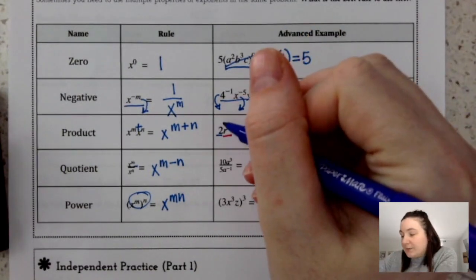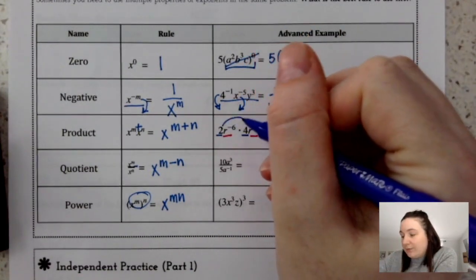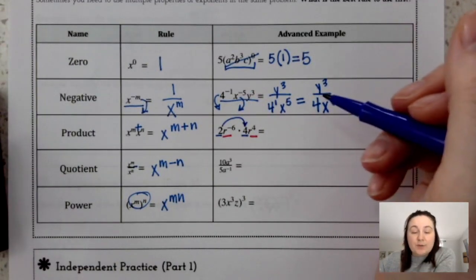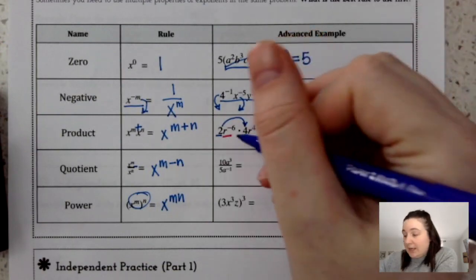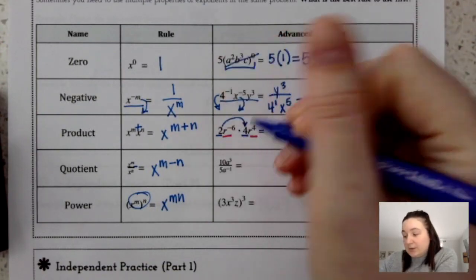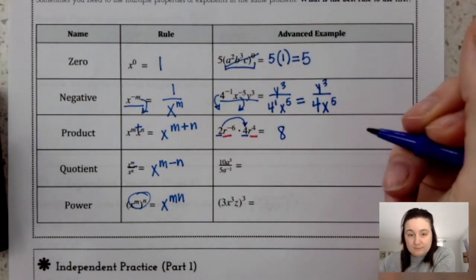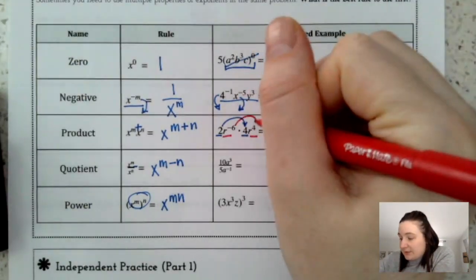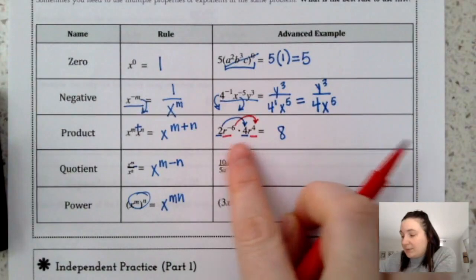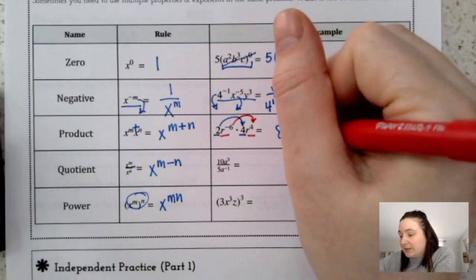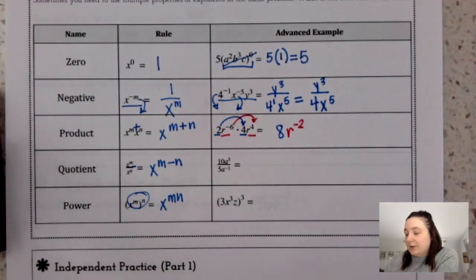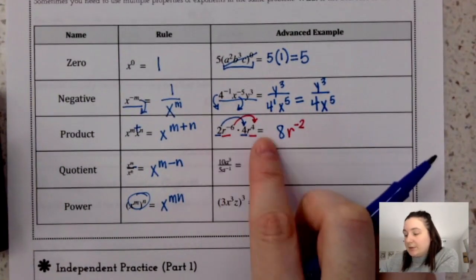The one thing you have to be careful about is 2 and 4 are just numbers. They are not variables, so we do not do anything special to them. If this is the product rule and we're multiplying, 2 times 4 is 8. The exponents is where you get to the special rules. Because we're multiplying, we add our exponents and we get r to the negative 2. So you multiply your regular numbers, you add the exponents.